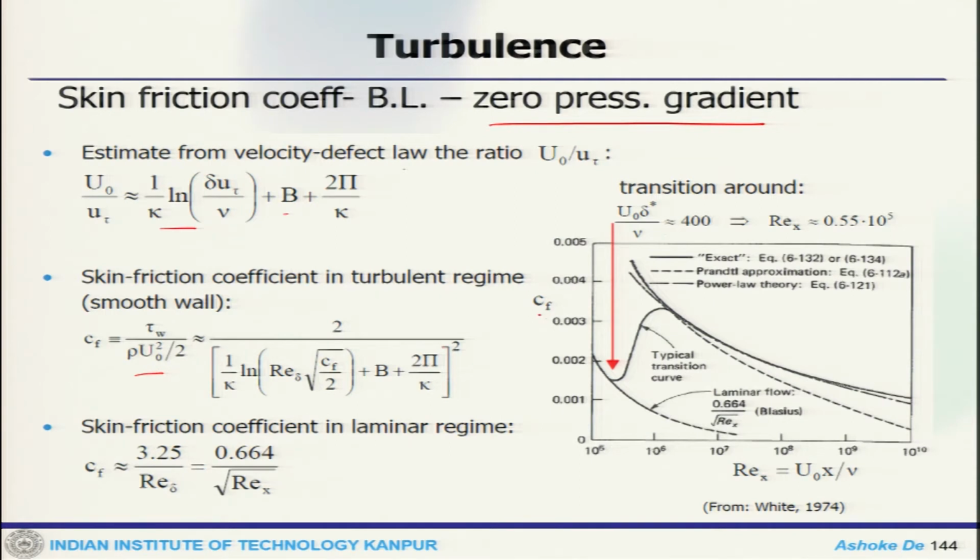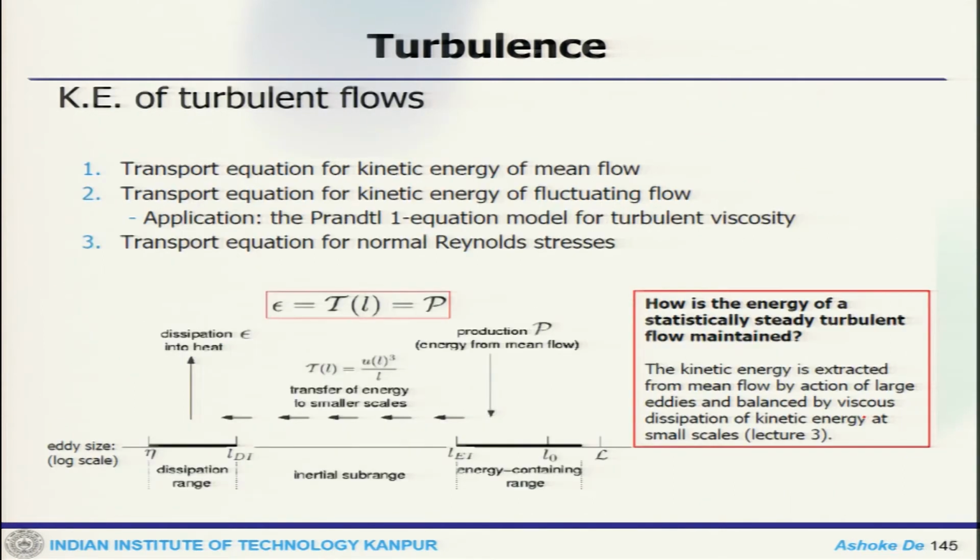If you plot CF versus Re_x, this is how it moves, and when it becomes turbulent, this is how it behaves. In the laminar region, it is of order 0.664 over root Re_x, and that is the curve for the laminar region. This is the zone where it trips and then becomes turbulent, and then it follows like that.